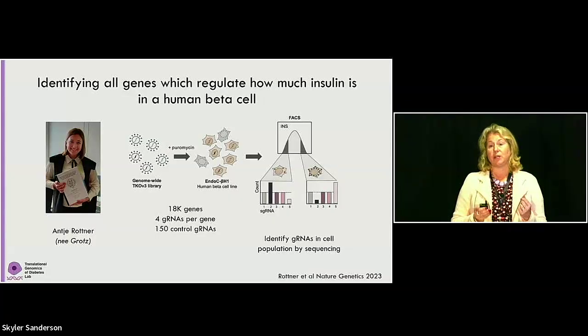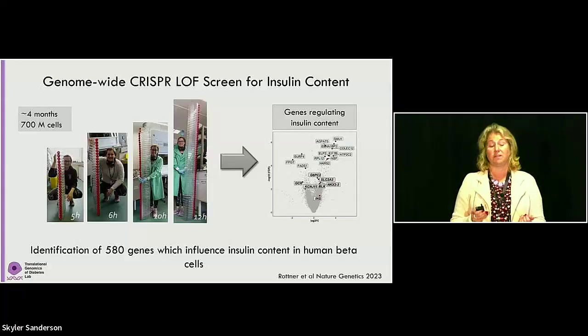So we set about to do a genome-wide screen. We thought, what if we can take all 18,000 genes, knock them out in a human beta cell, and get a functional readout of how much insulin those cells produce? So we did this using a CRISPR loss of function screen. This was a Herculean task.